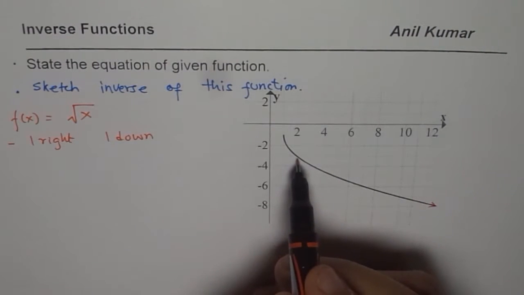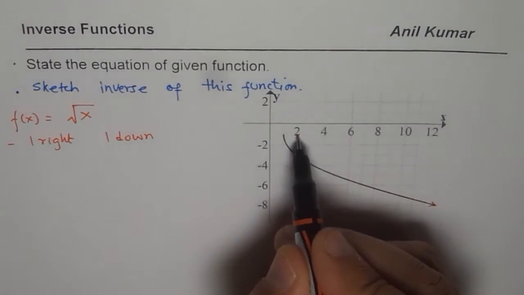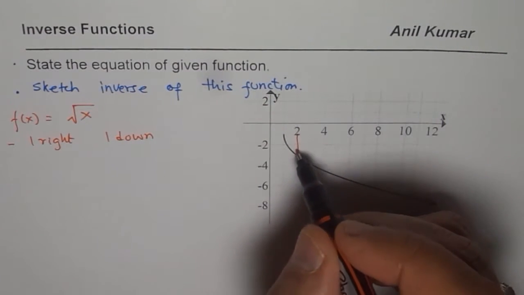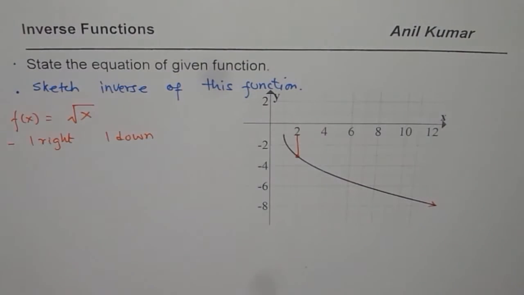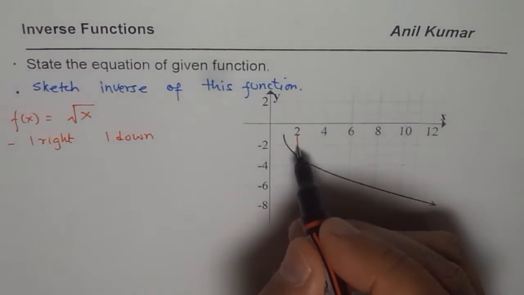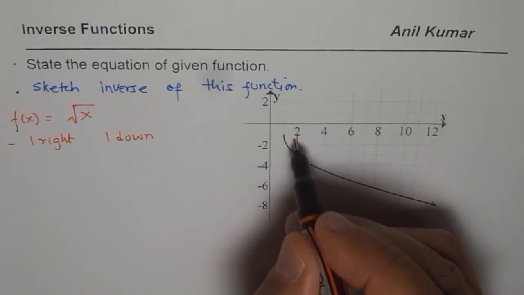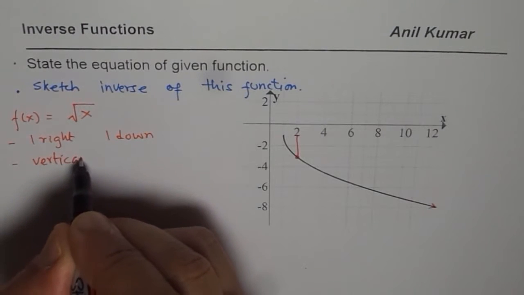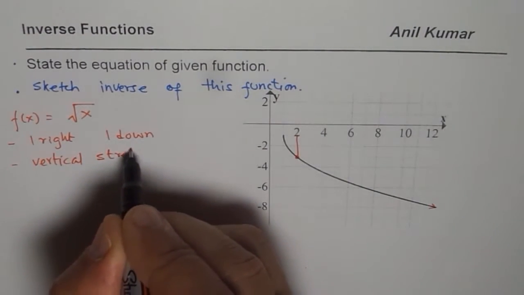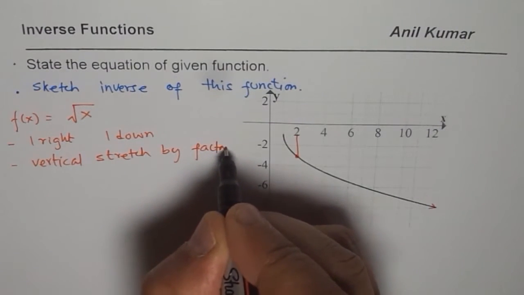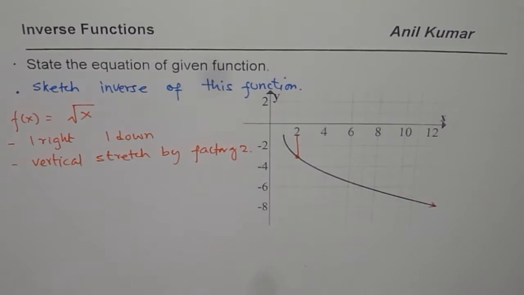That is one part, and it also looks like stretched a bit. How do we find the stretch? If I move 1 unit to the right, I am actually looking at a value difference of 2. That means normally square root x, if I move 1 unit to the right, then it is only 1. Now here the stretch factor is of 2, right? So we say that there is a vertical stretch by factor of 2.